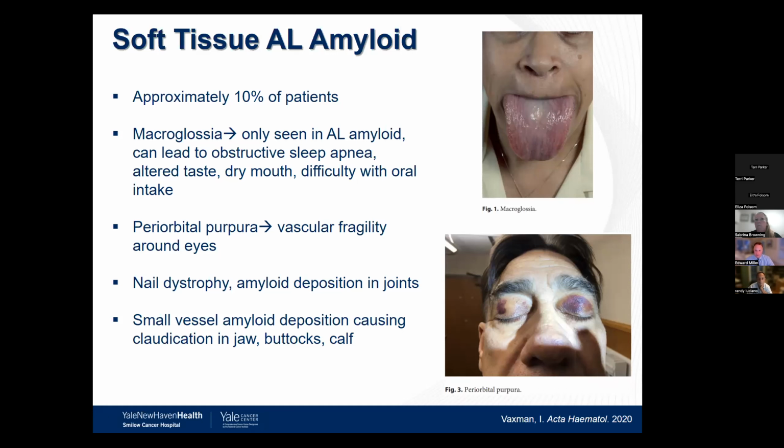And the periorbital purpura that you see here on the right results from vascular fragility due to amyloid deposition in the soft tissues and vessels that are located around the eyes. Patients can also get things like nail abnormalities, joint pain and swelling as a result of amyloid deposition in the joints, as well as claudication or pain with ambulation or use in the jaw, buttocks, or calf. And this is due to amyloid deposition in the small vessels.